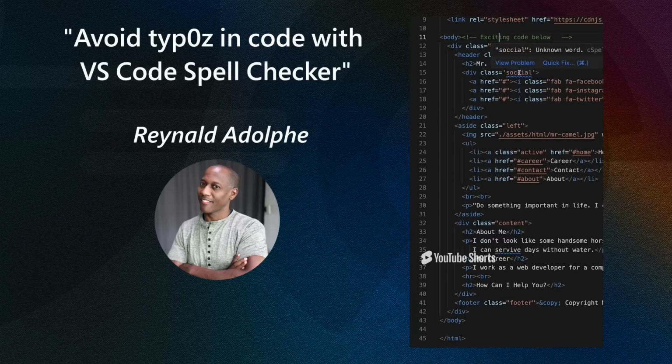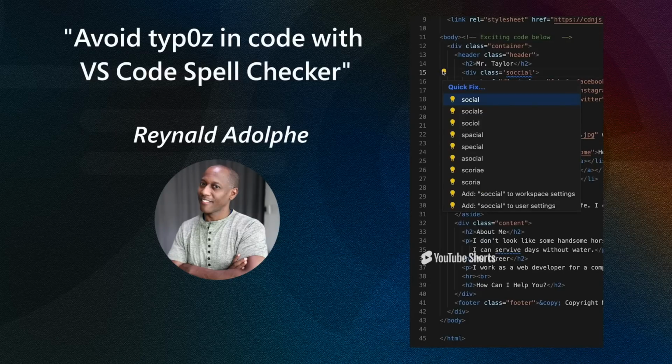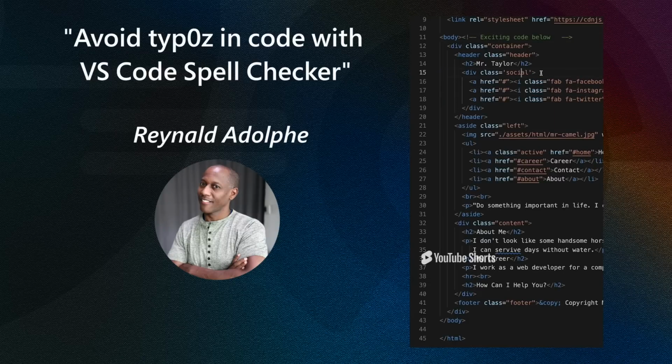On line 15 there's another typo in the class name. I will choose the correct spelling here, which is supposed to be social. Now if I want my class name to be ignored by the spell checker, I'll just put it in double quotes. On line 35 I have another typo that I'll go ahead and fix.